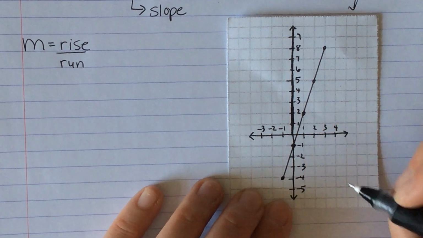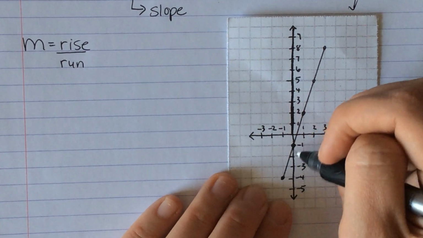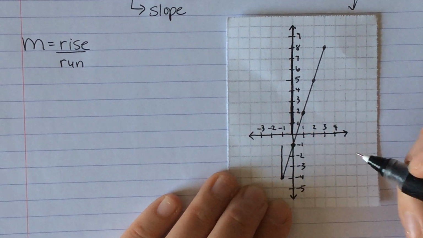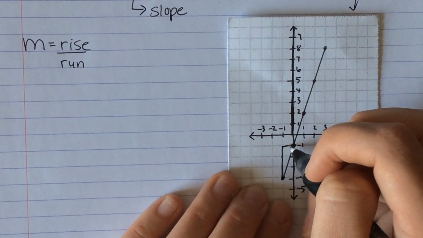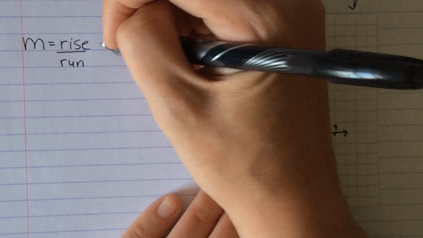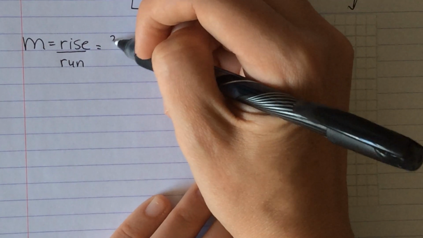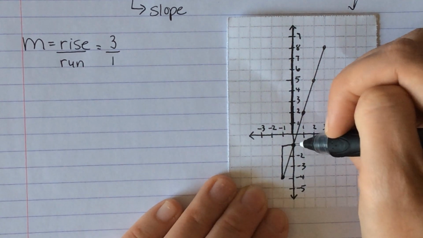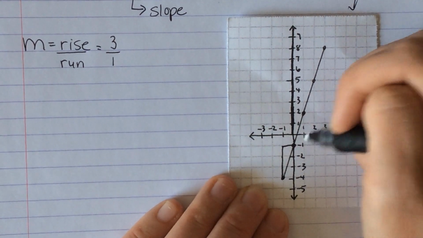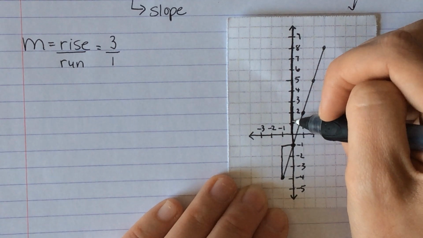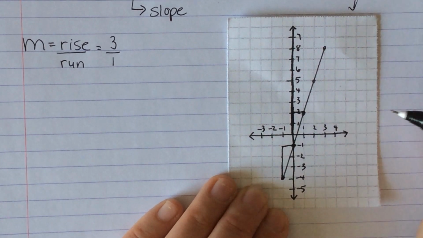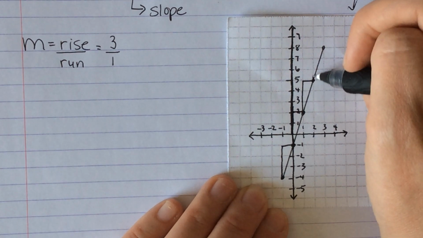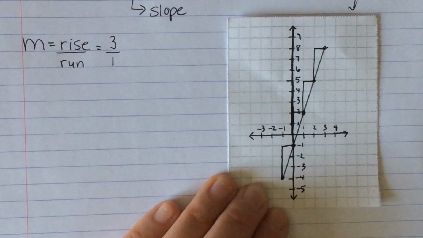We'll start at this point at the bottom. To get to the next point, we have to rise 1, 2, 3, and we have to run 1. So we have a rise of 3 and a run of 1. We'll see that that continues from this point to the next point. We rise 1, 2, 3, and we run 1. We rise 1, 2, 3, run 1, and again rise 3 and run 1.